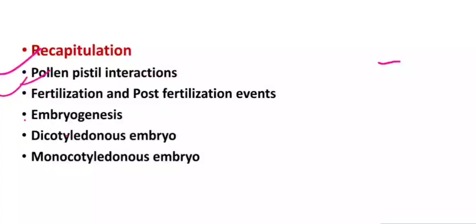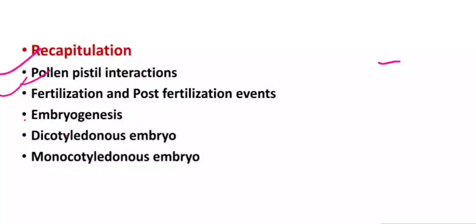Then fertilization will take place. One of the male gametes will fuse with the egg cell, the other male gamete will fuse with the polar nuclei. The polar nuclei, when fused with the male gamete, will result in formation of triploid endosperm, and the male gamete which will fuse with the egg cell will form diploid zygote.